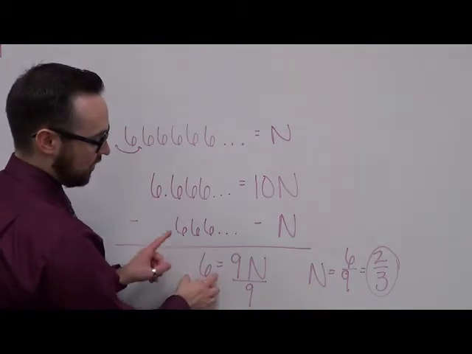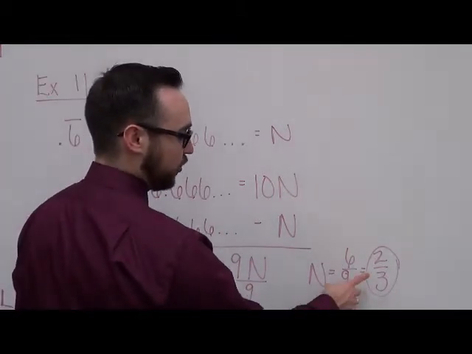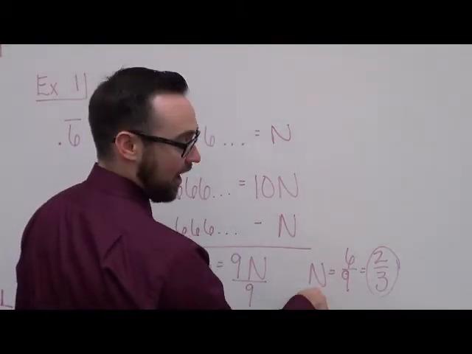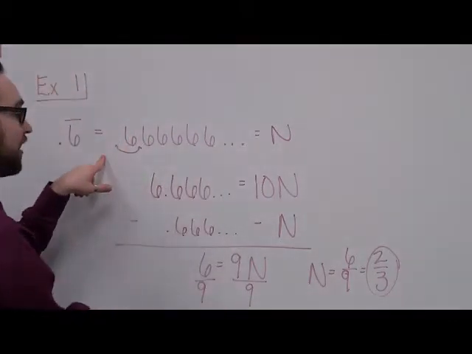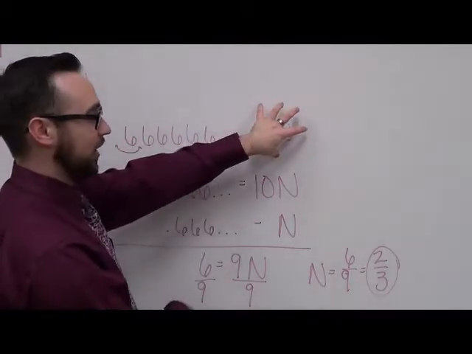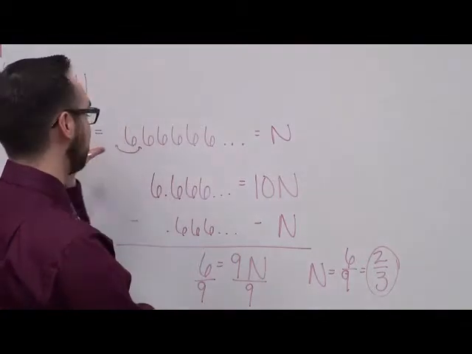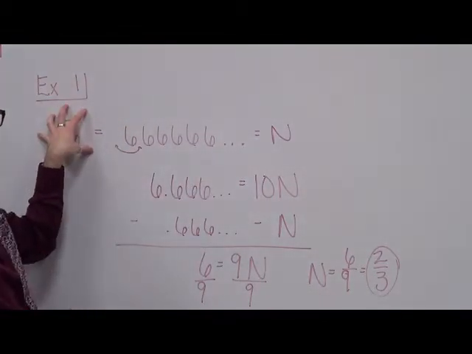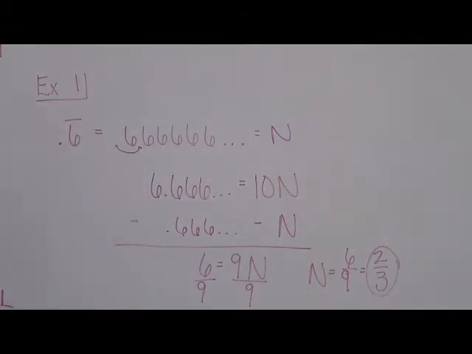Divide both sides by 9, and I get 6/9 or 2/3. Remember that n is my repeating decimal. So if I can find out what n is equal to, I actually know what my repeating decimal is equal to. So 0.6 repeating is actually 2/3.